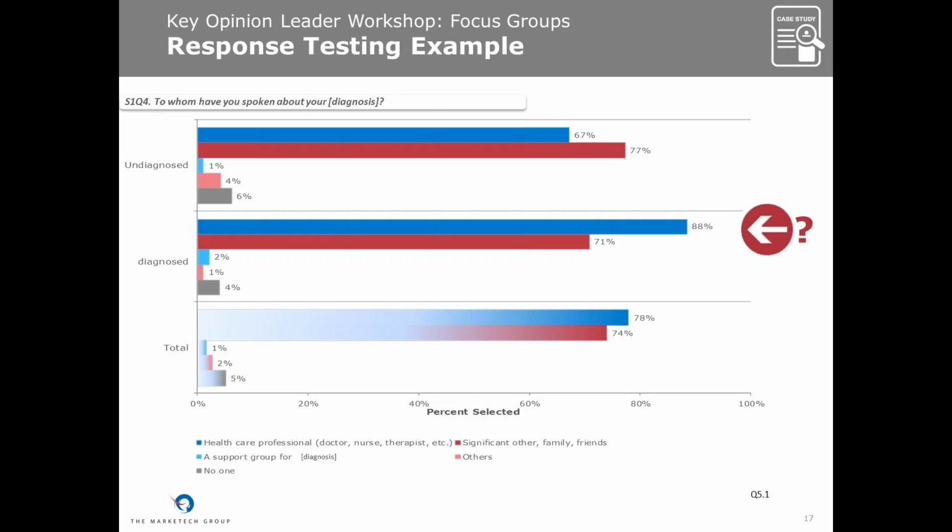And in this case, you can see where the arrow is, we asked respondents who did you speak to about your diagnosis. And 88% of diagnosed respondents, those who were actually diagnosed with the disease, said they had talked to a healthcare professional. Fine. The question we had was, what about the 12% that are diagnosed but indicate that they never spoke with a healthcare professional? It seemed very strange to us. How do you get diagnosed without speaking to a healthcare professional?